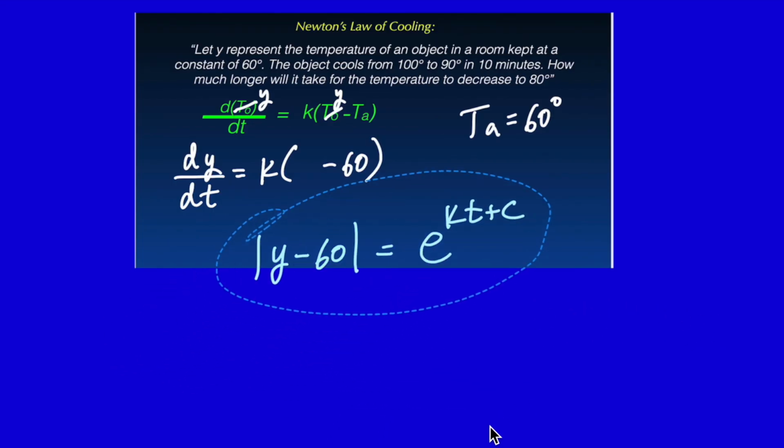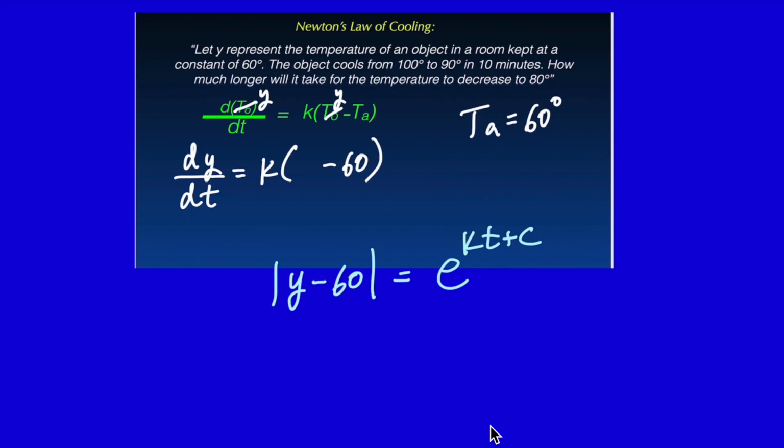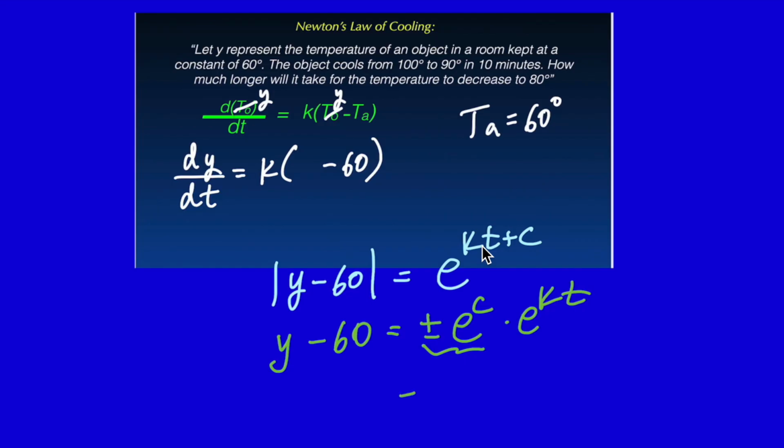All right. We are going to remove the absolute value signs, and when we do that, we're going to add a plus minus to the right side of the equation. We're going to change kt plus c to e to the kt times e to the c. Actually, let's do it the opposite. Let's keep the e to the c in front, like so. And then we're going to change this plus minus e to the c to simply c.